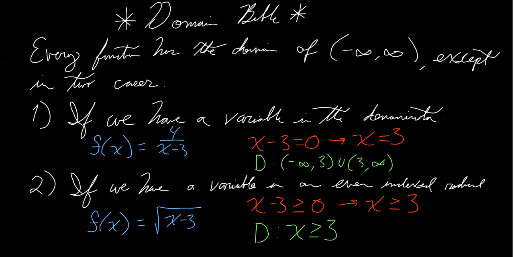So anyways, this is my domain Bible. Every function has a domain, negative infinity to positive infinity, except in 2 cases. Case number 1, if we have a variable in the denominator. If we have a variable in the denominator, we figure out what we cannot use, and we proceed there.